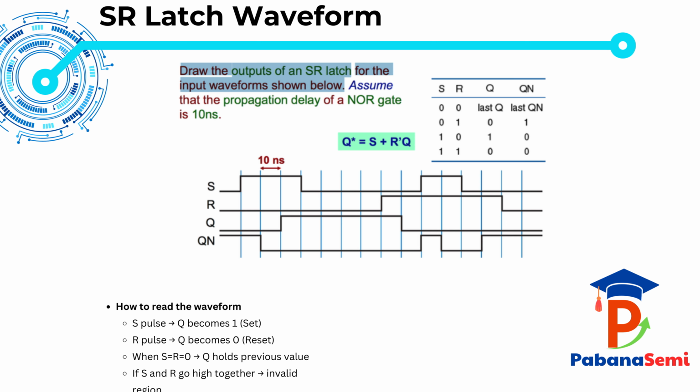So, when reading SR latch waveforms, remember this simple rule. S pulse, set, Q becomes 1. R pulse, reset, Q becomes 0. S equals R equals 0, hold. S equals R equals 1, invalid. And always account for the propagation delay when drawing outputs.